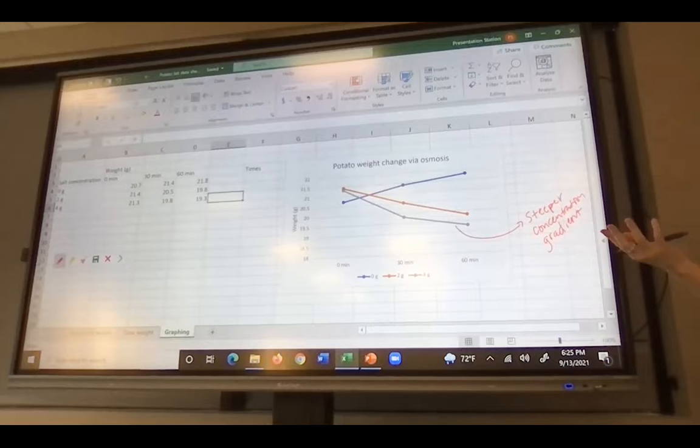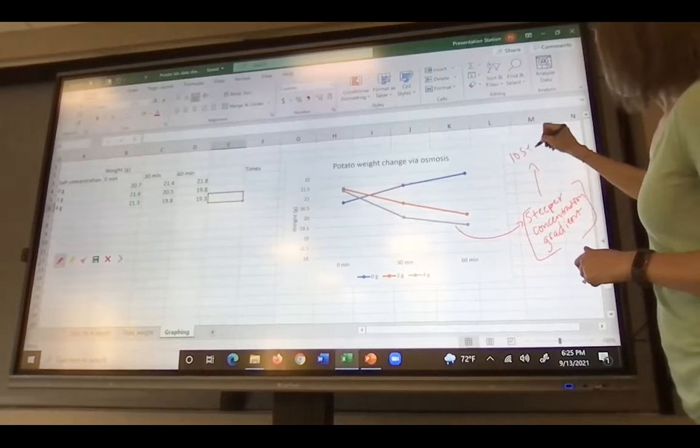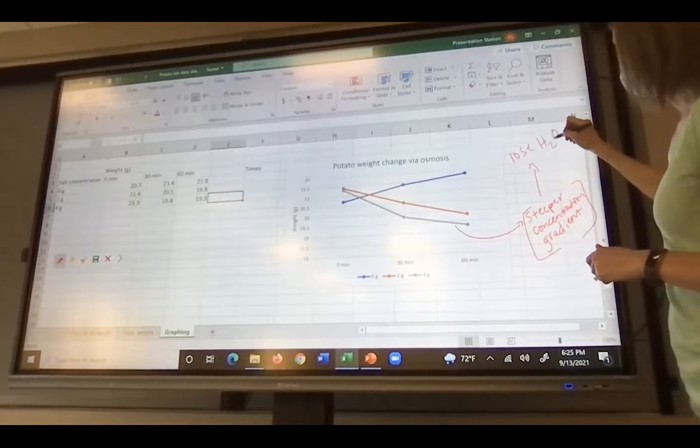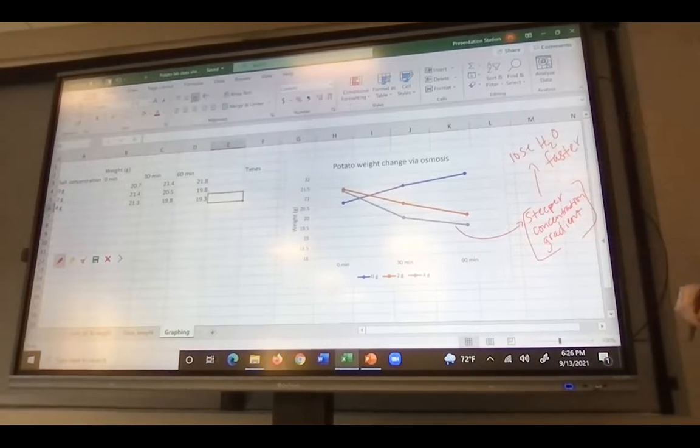Probably not a huge surprise, but that is generally what we are talking about, if you can read my writing. Steeper concentration gradient is going to mean faster loss of water, essentially. So steeper concentration gradient, lose water faster. Cool, that worked really well.